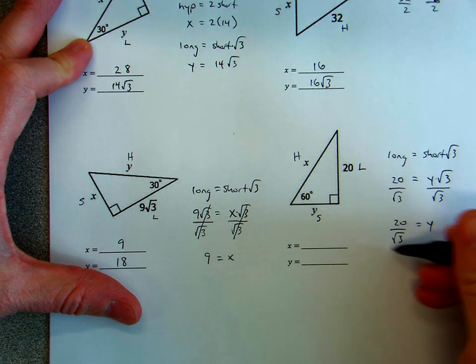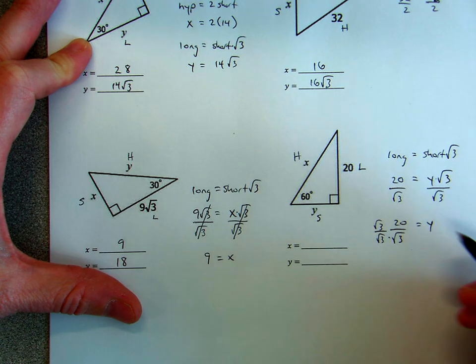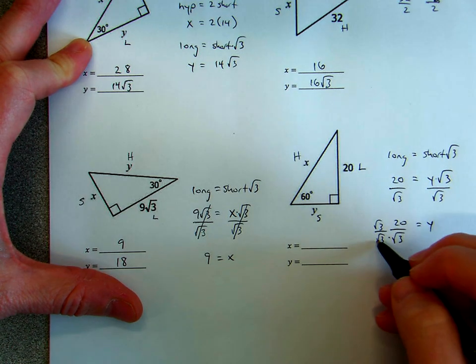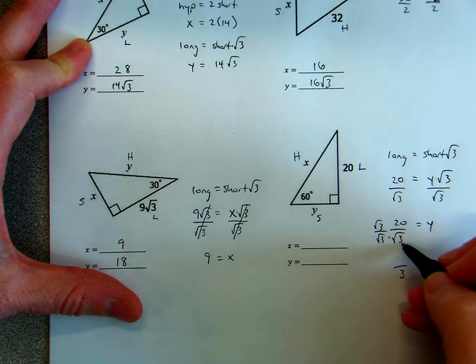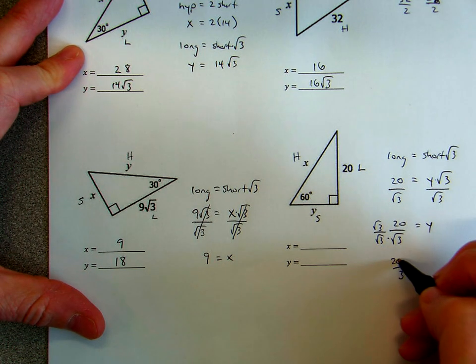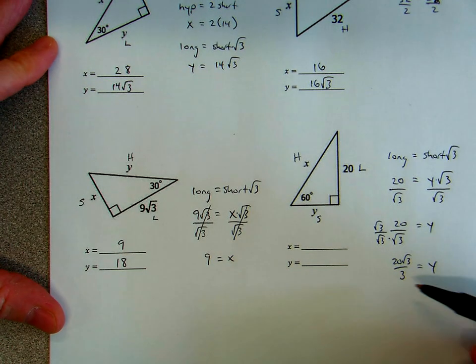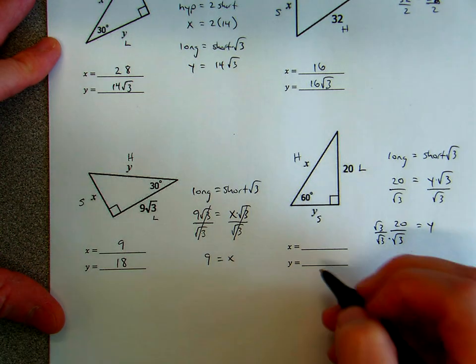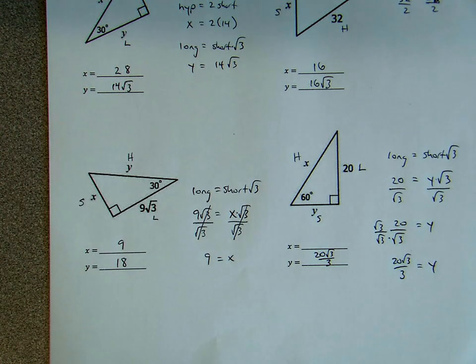But again, I need to rationalize my denominator here. So if I multiply top and bottom of this fraction by square root of 3, these will cancel to leave us with just 3, because 3 times 3 is 9. Square root of 9 is 3. And then we have a 20 root 3 on the top, which can't reduce. Now, we can't reduce roots and non-roots. Remember, 3 doesn't go into 20 evenly, so we can actually just leave this as 20 root 3 over 3.